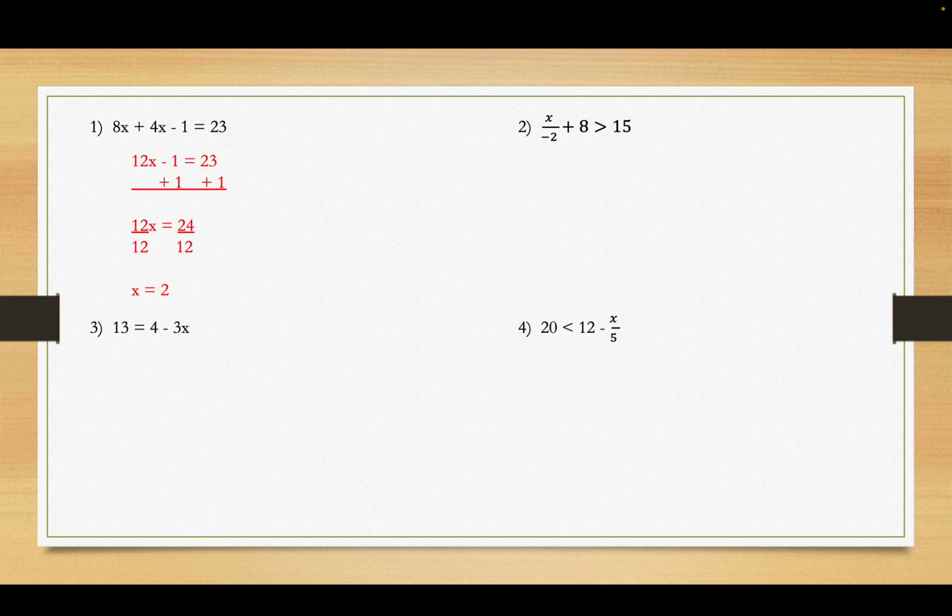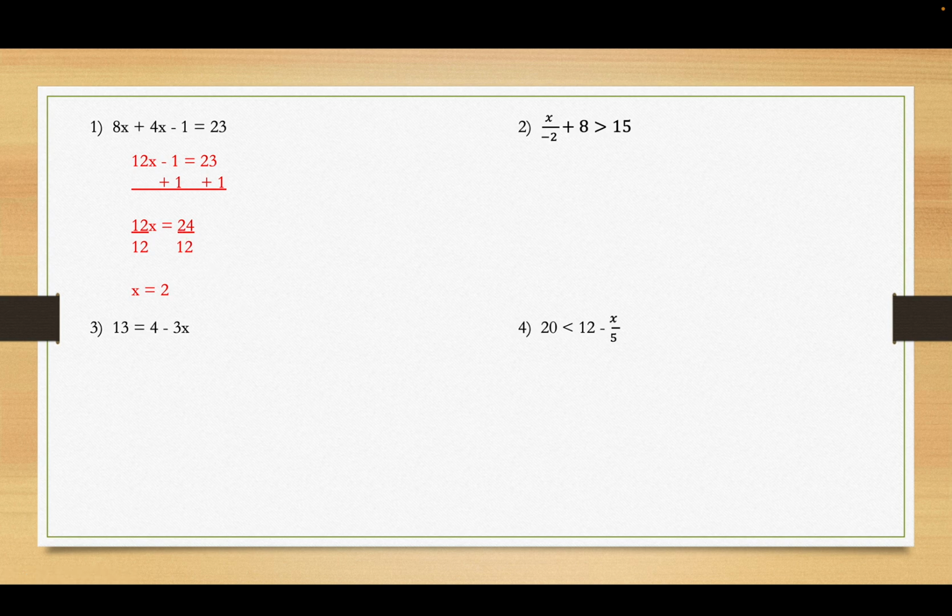Here's the correct answer for the first one. 8x's and 4x's make 12x's. So 12x minus 1 is 23. Remember, do opposite operations for the 1. It was the same side, same operation with the 8x and 4x. That's how you got the 12x. But now the numbers are on opposite sides, so we do the opposite operation. 12x is 24, dividing by 12, x is 2.